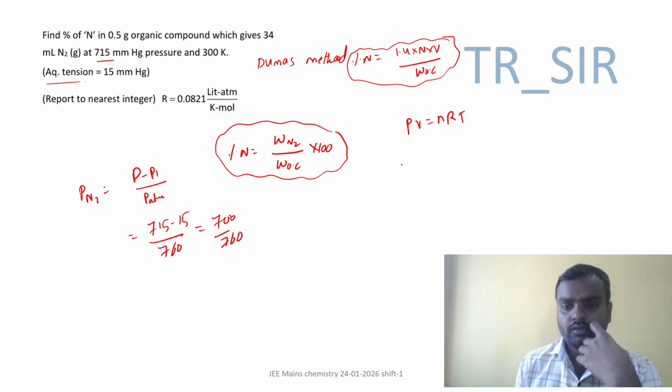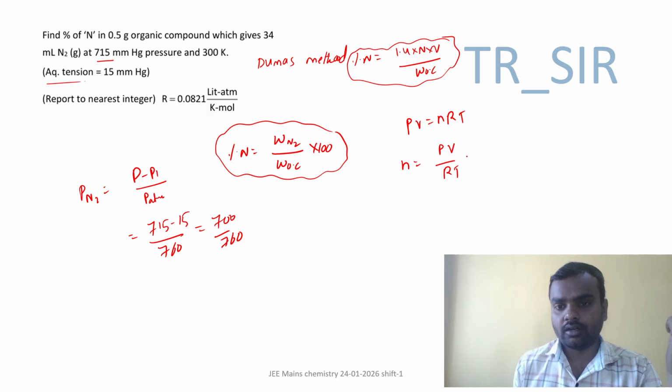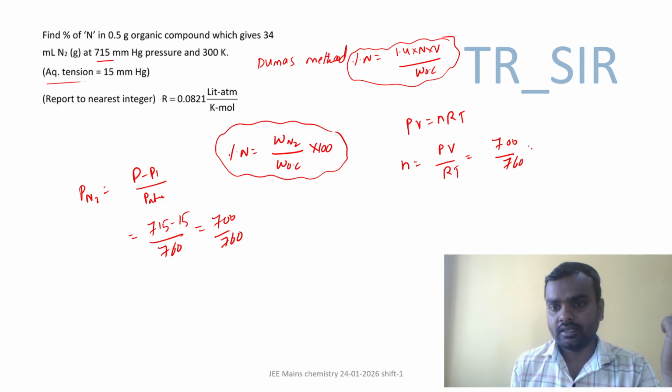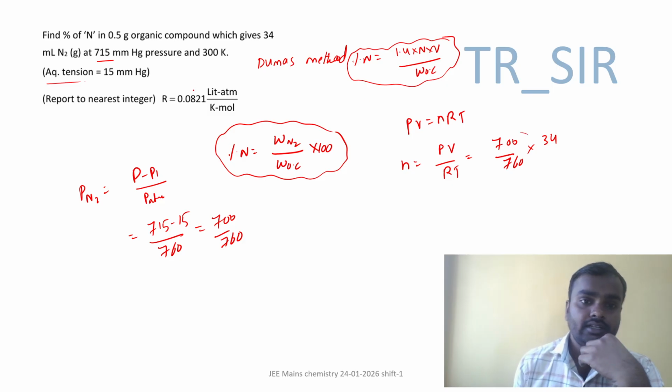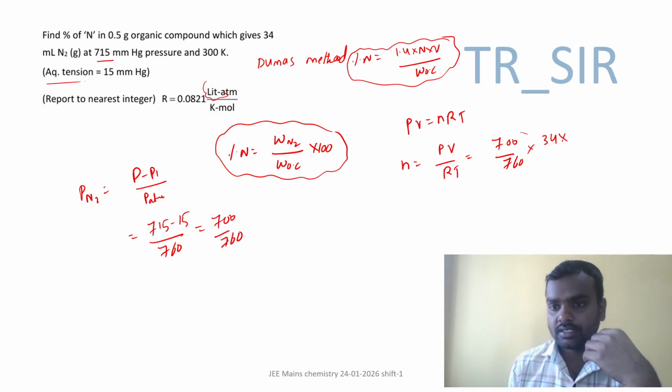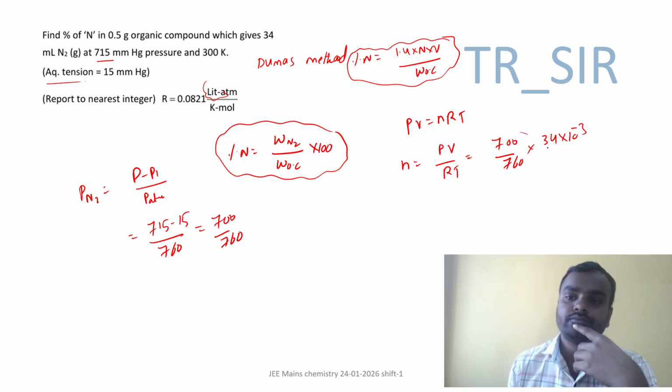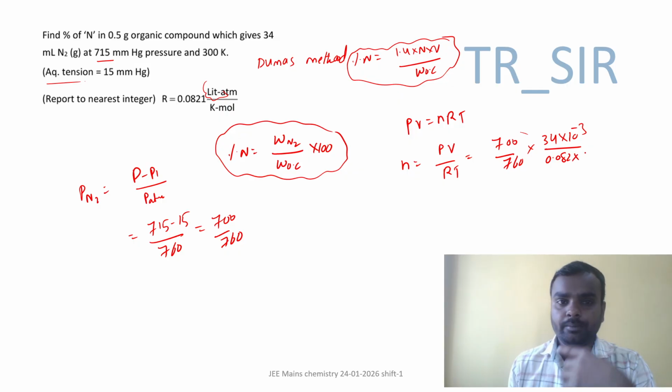So now substitute here what we want, moles of N2. So pressure into volume by RT. So 700 by 760 into volume, they have given 34 ml. We need to convert into liters. Why? R value is in liters only, no? Take the R value in terms of 10 power of minus 3. Now, what is our value? 0.0821 into temperature. Temperature they have given 300 Kelvin.